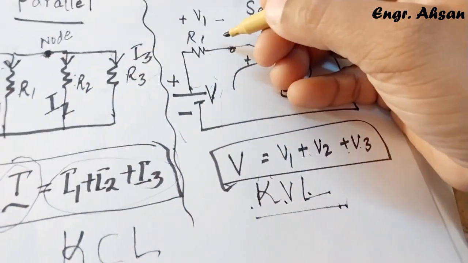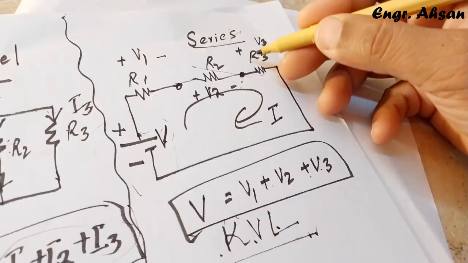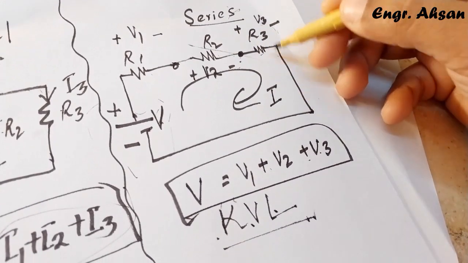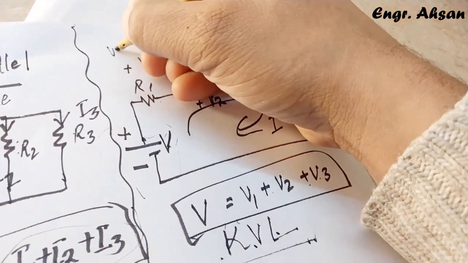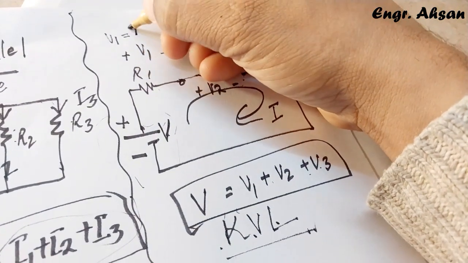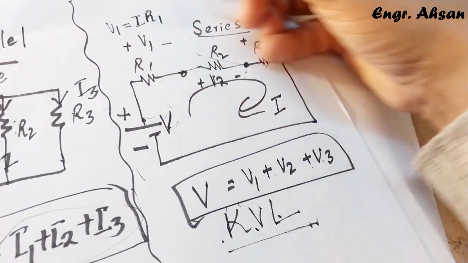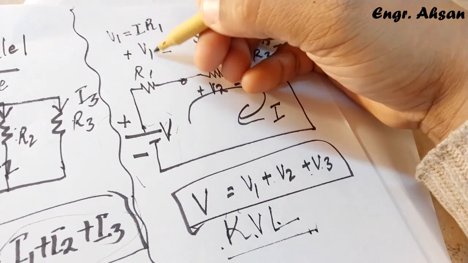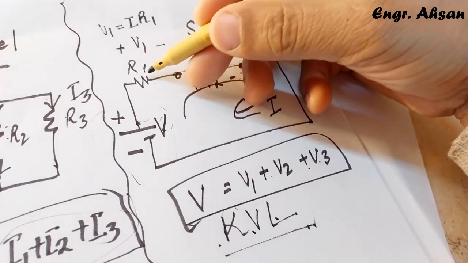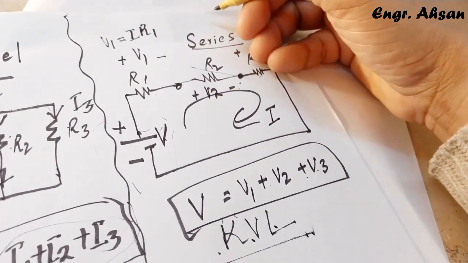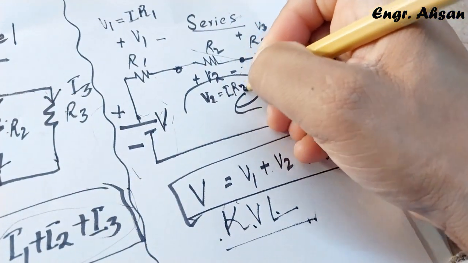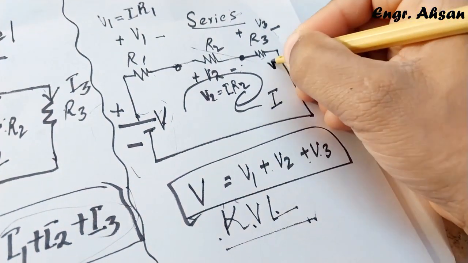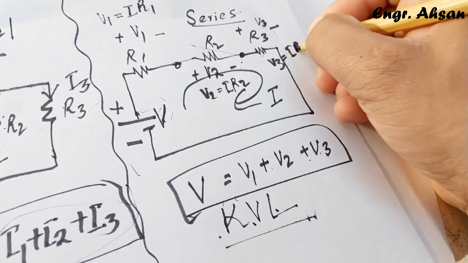The current is the same in the series circuit. The current is the same for R1, for R2, and for R3. So if you want to find V1, according to Ohm's law, V is equal to IR. So V1 is equal to IR1, because I is the same for everyone. And here V2 is equal to IR2, and here V3 is equal to IR3.